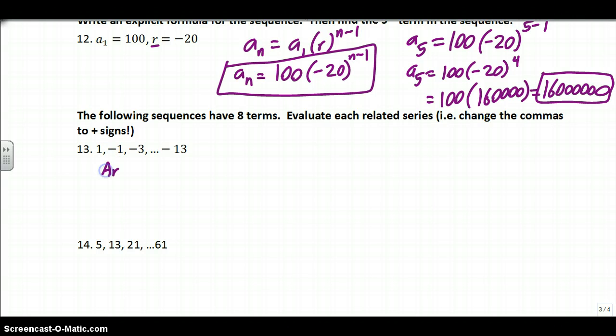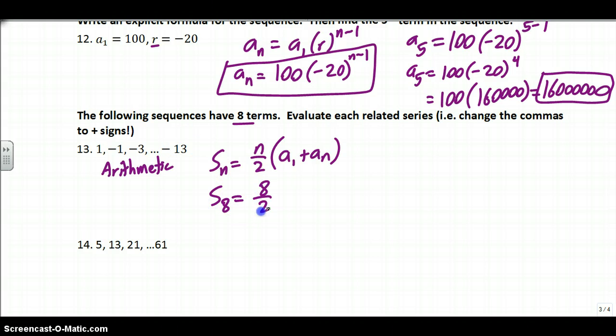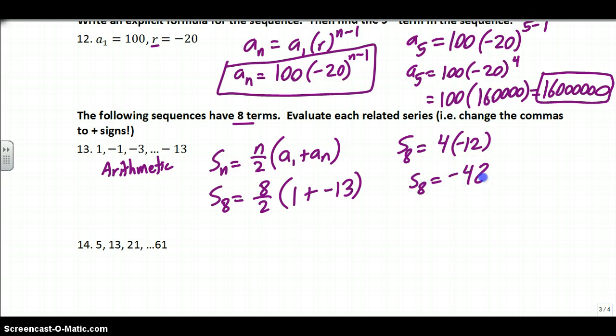So arithmetic. Well, an arithmetic series is this. n over 2 times the first term plus the last term. Do I know what n is? Yes, I do. It's right there. They're telling us -13 is the 8th term. So n is 8. What's the first term? 1. What's the last term? -13. So let's go ahead and figure it out. S8 is 4 times, what's 1 plus -13? Well, that's -12. So your 8th term is -48. Pretty simple.